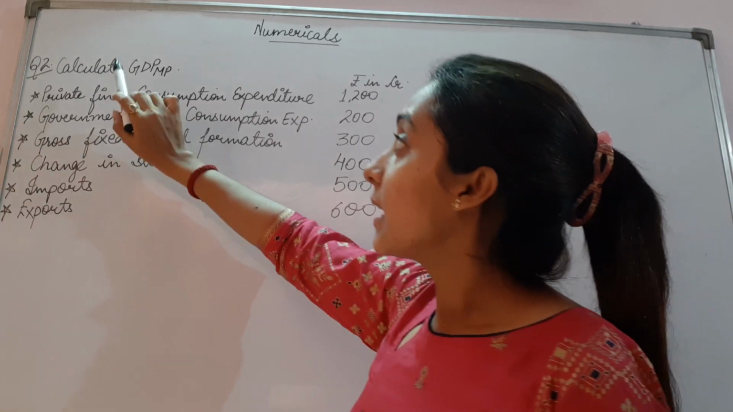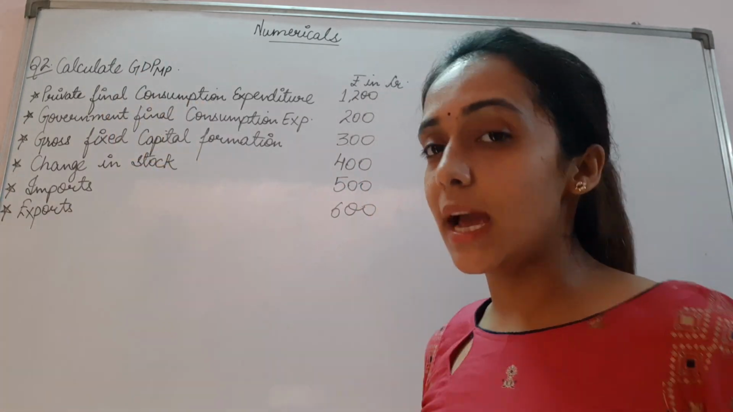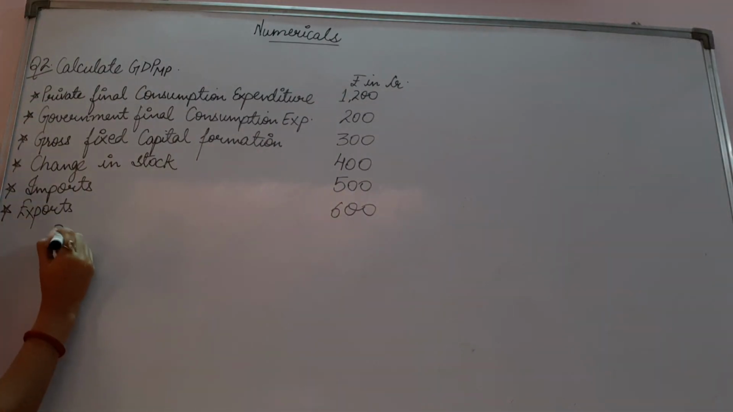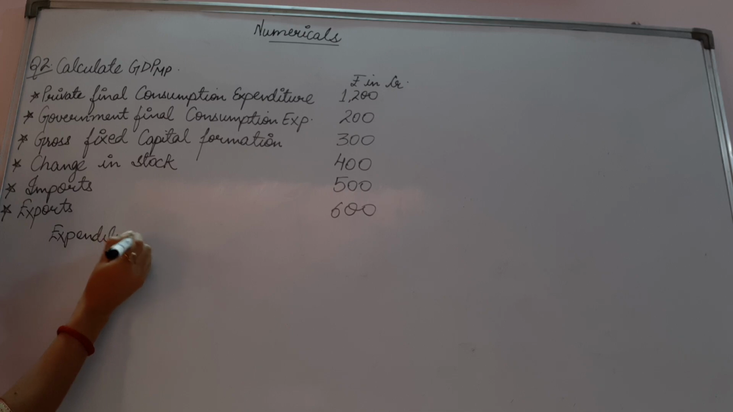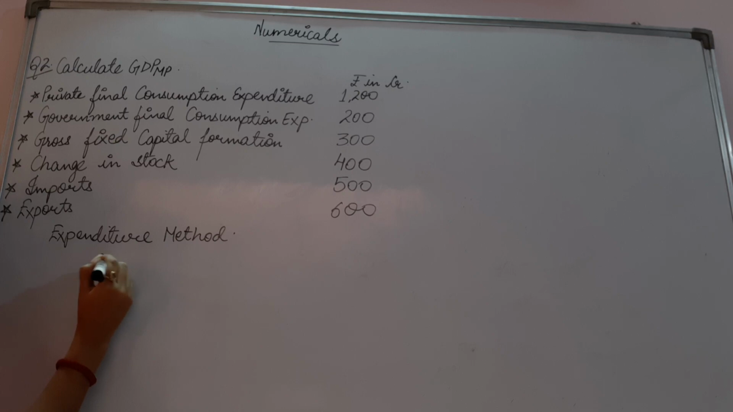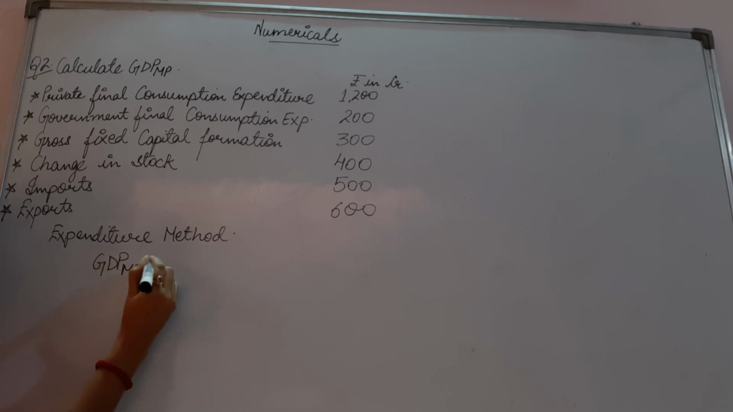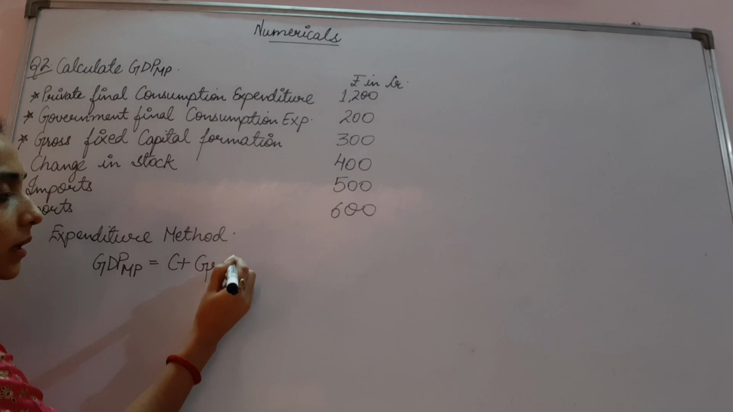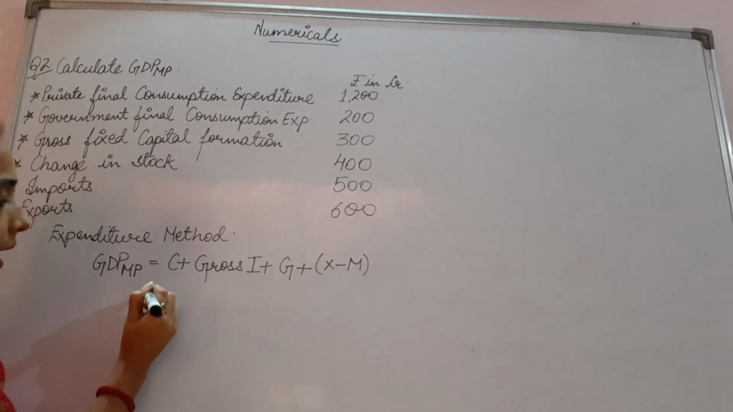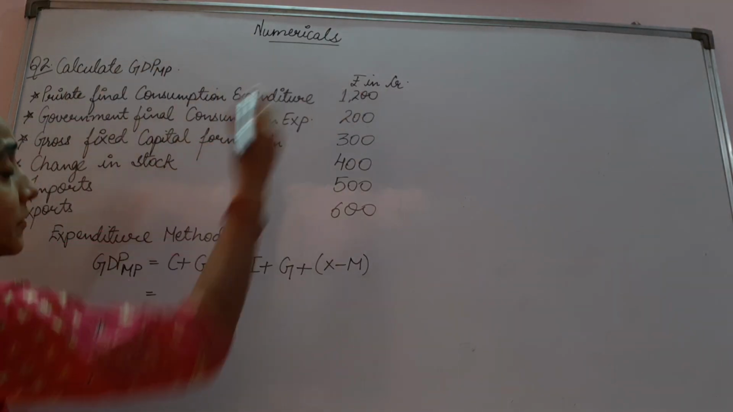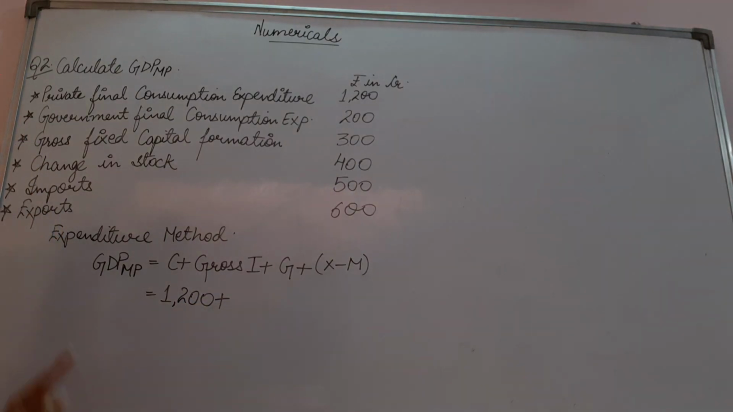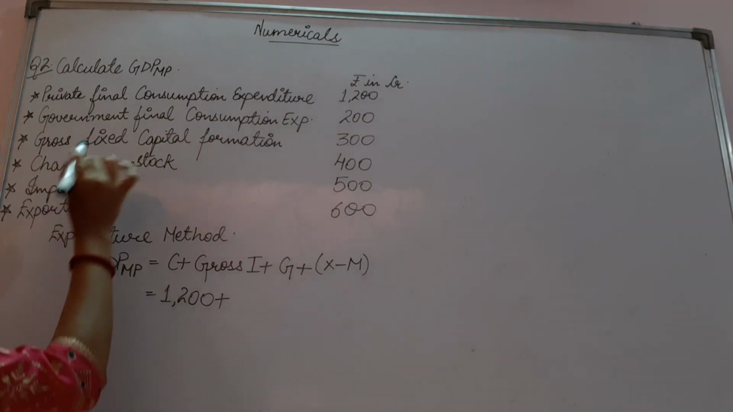Second question is calculate GDP at MP by expenditure method. We are given the particulars of expenditure method only. So to calculate, GDP at MP is equal to C plus gross I plus G plus X minus M. What is C? Private final consumption expenditure. It is 1200 plus gross I.